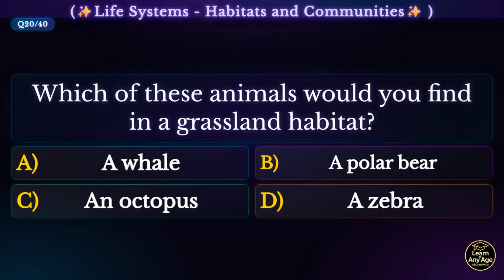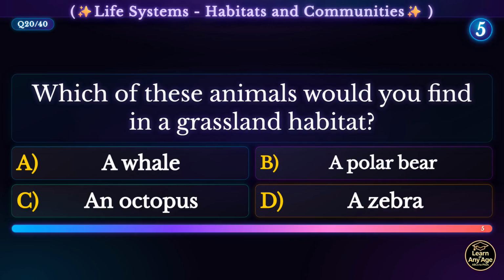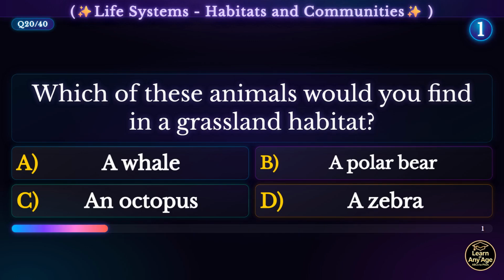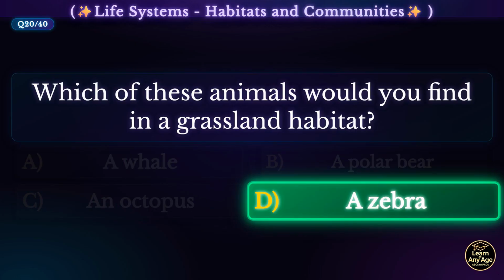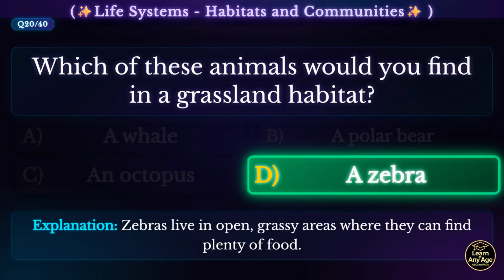Which of these animals would you find in a grassland habitat? A whale, a polar bear, an octopus, a zebra. A zebra. Zebras live in open, grassy areas where they can find plenty of food.